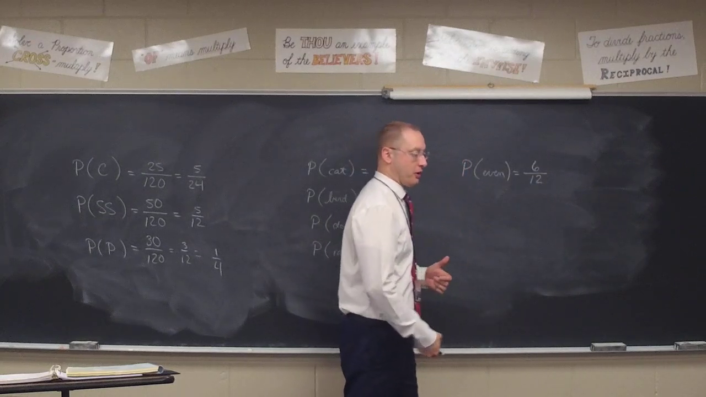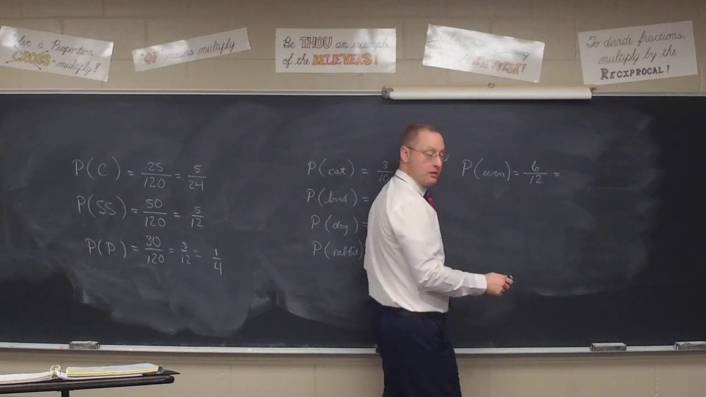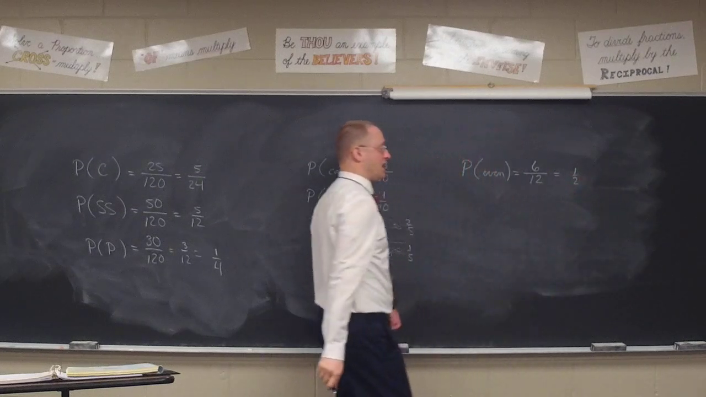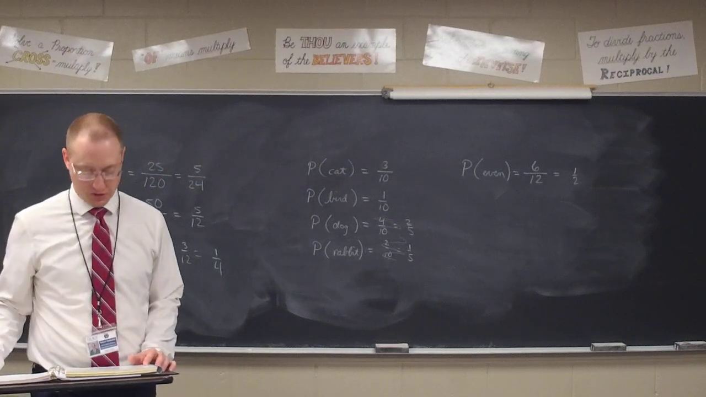So what's the probability if I roll the dodecahedron that I get an even number? 1 to 2. 50% chance I get an even number. At your seats, do number 12.